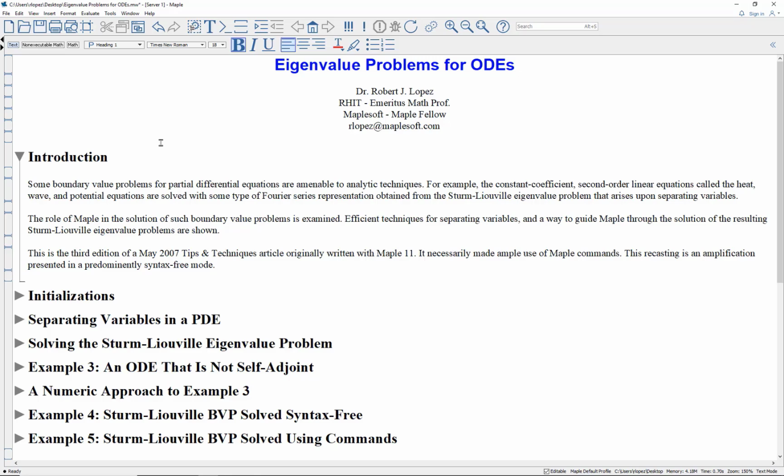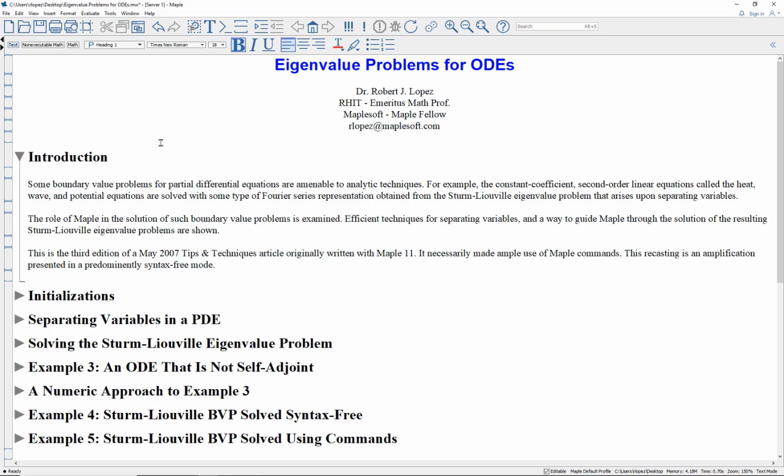But when you get down to looking at the Sturm-Liouville eigenvalue problem, we find that Maple doesn't do an immediate job on those. You have to help Maple along. So the role of Maple in the solution of these Sturm-Liouville problems is going to be the subject of this webinar. We'll look at some techniques for separating variables and how you can guide Maple to the solution of the resulting Sturm-Liouville eigenvalue problem.